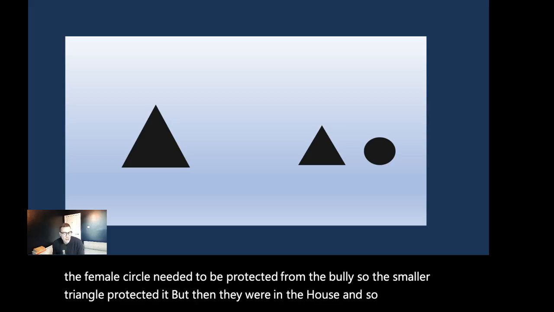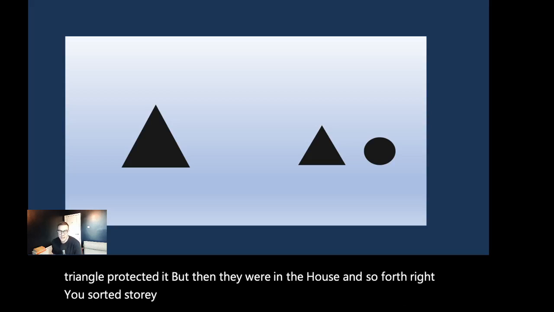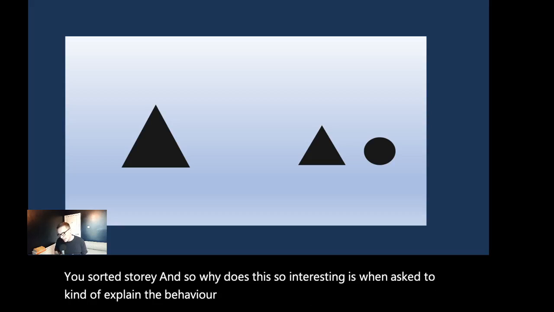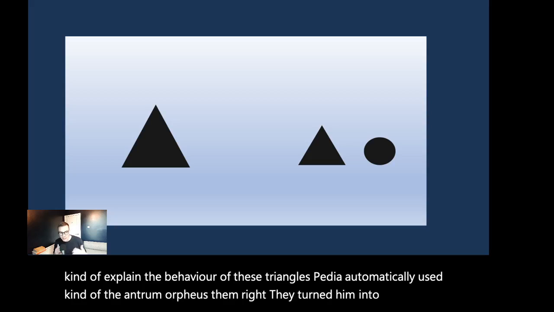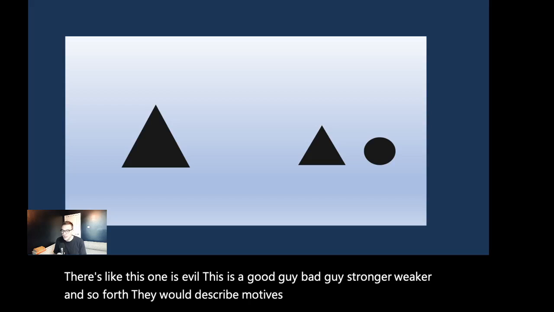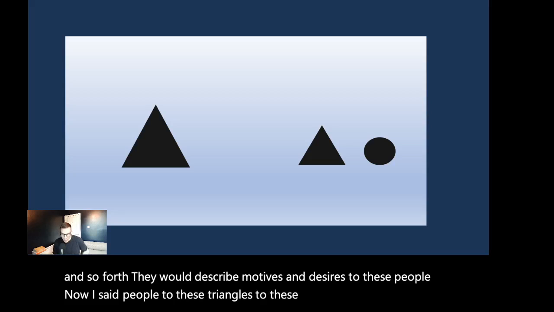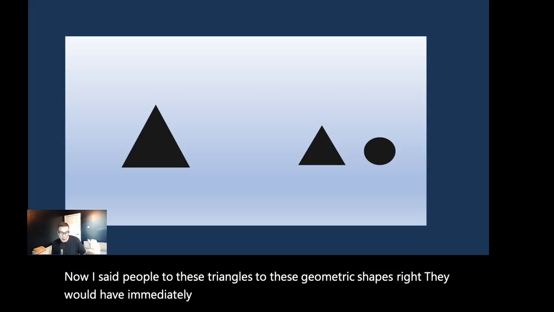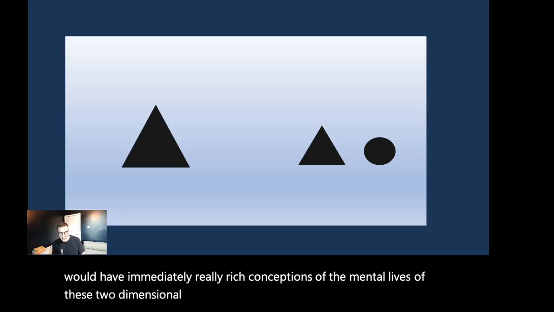You saw the story. And why this is so interesting is that when asked to explain the behavior of these triangles, people automatically anthropomorphized them, right? They turned them into humans. They ascribed that this one is evil, this is a good guy, bad guy, stronger, weaker, and so forth. They would ascribe motives and desires to these triangles, to these geometric shapes, right? They would immediately have really rich conceptions of the mental lives of these two-dimensional flat figures.